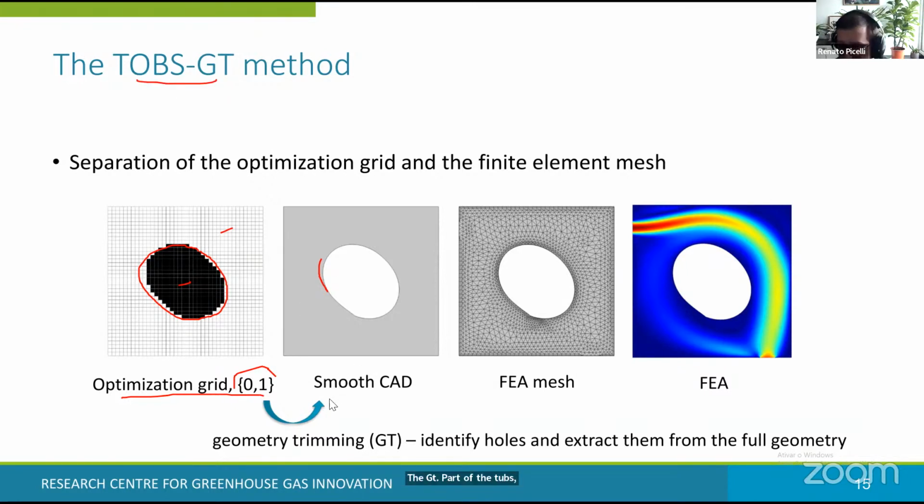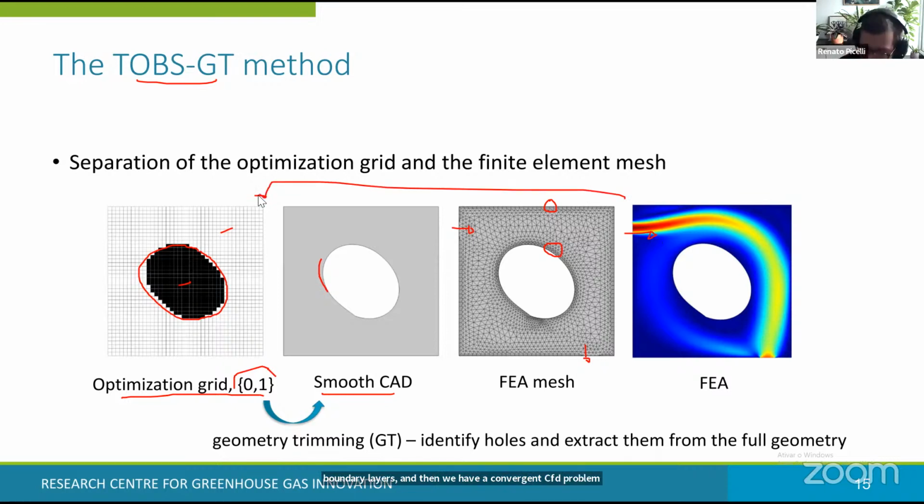So after obtaining a smooth CAD, we can generate a mesh either freely or by controlling it under CFD requirements, fluid dynamic requirements. We can generate a proper mesh for turbulent flow, or at least for CFD flow. We still have the inlet here. Let's say that's the pipe example case. We can model the walls with square elements to model boundary layers, and then we have a convergent CFD problem. We interpolate back to the fixed grid mesh, and then we carry out optimization again.